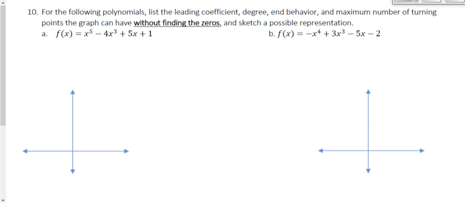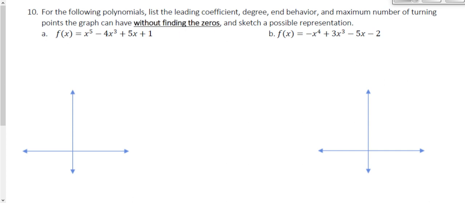Okay, we're going to be continuing our Unit 4 polynomial review. In the review packet, we're picking up with question number 10, which is just asking us to sketch some graphs without finding any zeros. We are not trying to be very detailed here. We just need to know the leading coefficient, the degree, the end behavior, and the maximum number of turns. So let's take a look at these functions and see if we can do that.